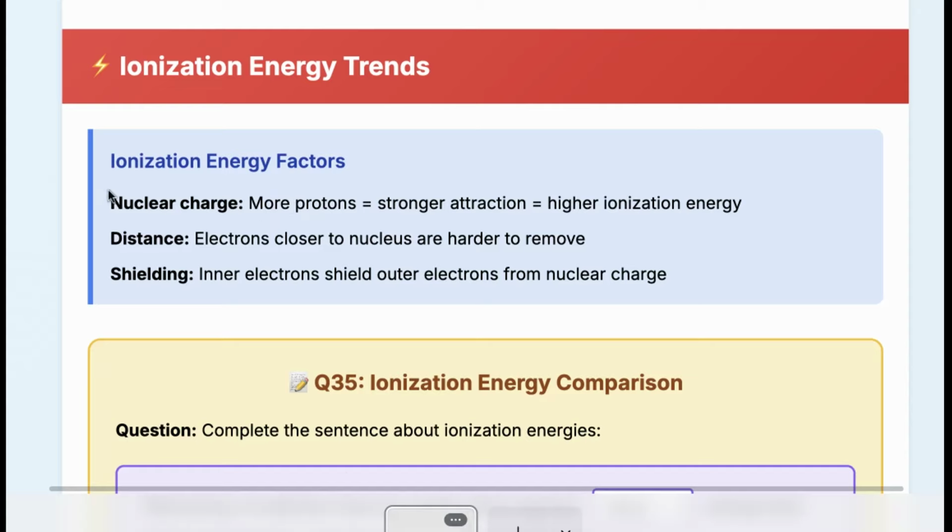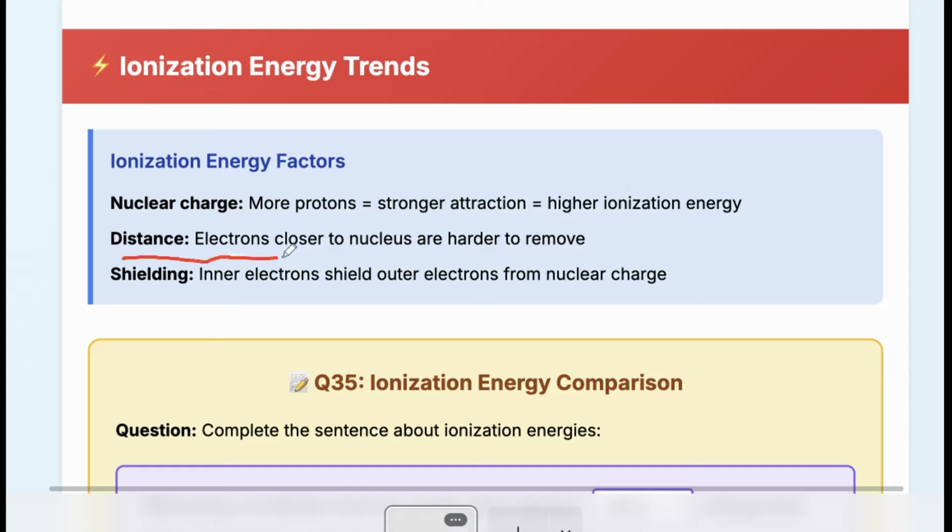The first thing is the nuclear charge. Because if you have more protons, you have stronger attraction, so you have higher ionization energy. If one element has more protons than the other one, this means that it can attract the electrons in a stronger way, so it will have a higher ionization energy.